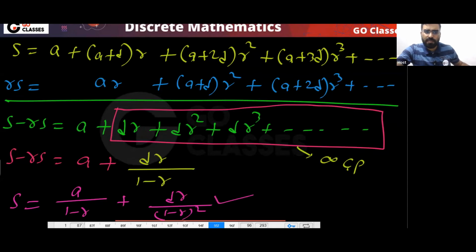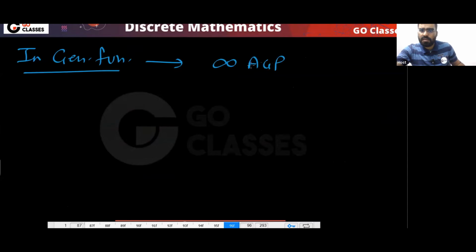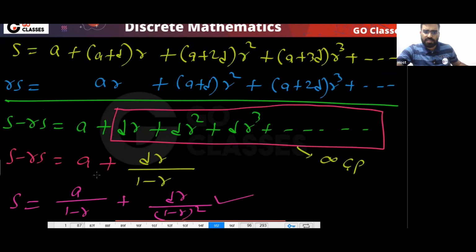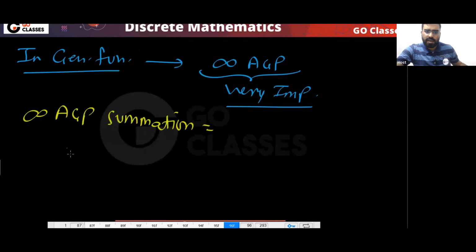This formula we will remember, because in generating functions this infinite AGP series is very important. We don't want to calculate it again and again, so this infinite AGP formula we will remember. So what is the infinite AGP summation formula? The proof you have seen, and the formula we will remember.